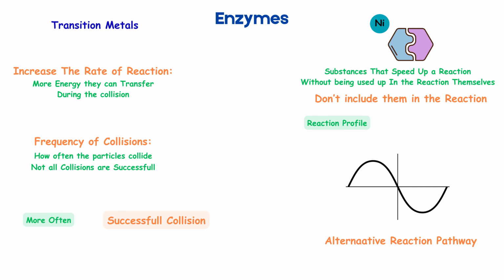Now, let us move on to catalysts, the final factor. Catalysts are substances that speed up the rate of a reaction without being consumed or permanently changed by the reaction. Since they are not reactants or products, we do not include them in the balanced chemical equations.